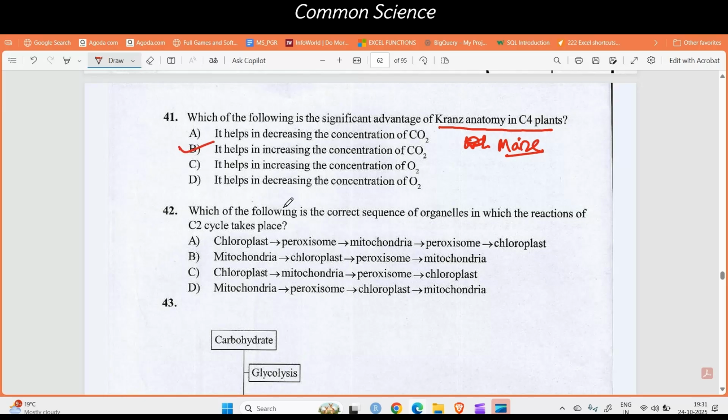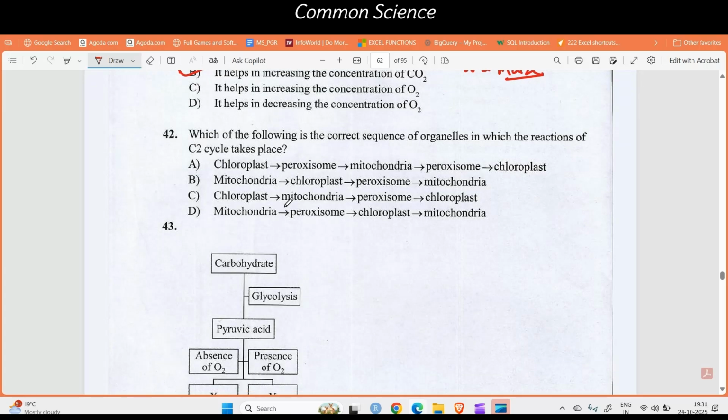Okay. Question number 42. Which of the following is the correct sequence of organelles in which the reactions of the C2 cycle take place? The C2 cycle, which is also called the glycolate pathway, or photorespiratory cycle. It starts in the chloroplast, yes, and then into the peroxisome. So option A is the correct option here.